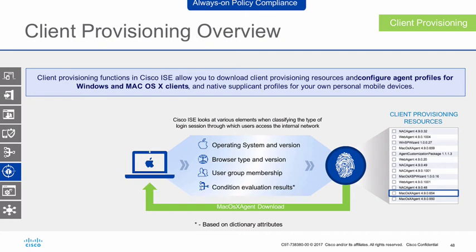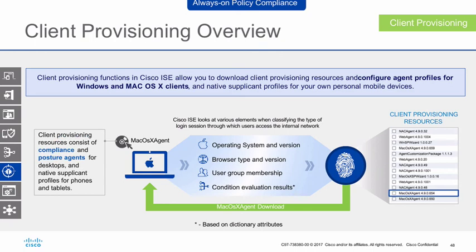So once we understand what the device is and who the user of that device is, we can make an intelligent decision. Okay, these are the things that we want to deploy to that endpoint for posture assessment. Then once that's done, our agent runs and provides all of the compliance data that we need to make an intelligent decision about it. If we're talking about mobile devices, we can use native supplicant profiles for Apple devices, etc.